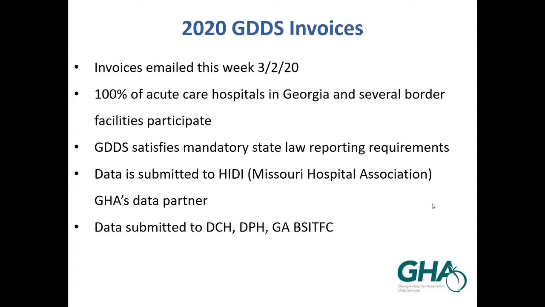We do have 100% of the acute care hospitals in Georgia, and also several border facilities. Generally speaking, some of their patients are out-migrating to Georgia, and a couple are migrating from Georgia, so it helps to give some extra context for those border facilities. As we've talked about, it's in the letter, and it satisfies the mandatory state law reporting requirements. We're in the process of getting some more clarification on that, because we've had a fair number of specialty hospitals, psych hospitals especially, that have asked to report, and we suspect that they are required, but we're getting some more clarification.